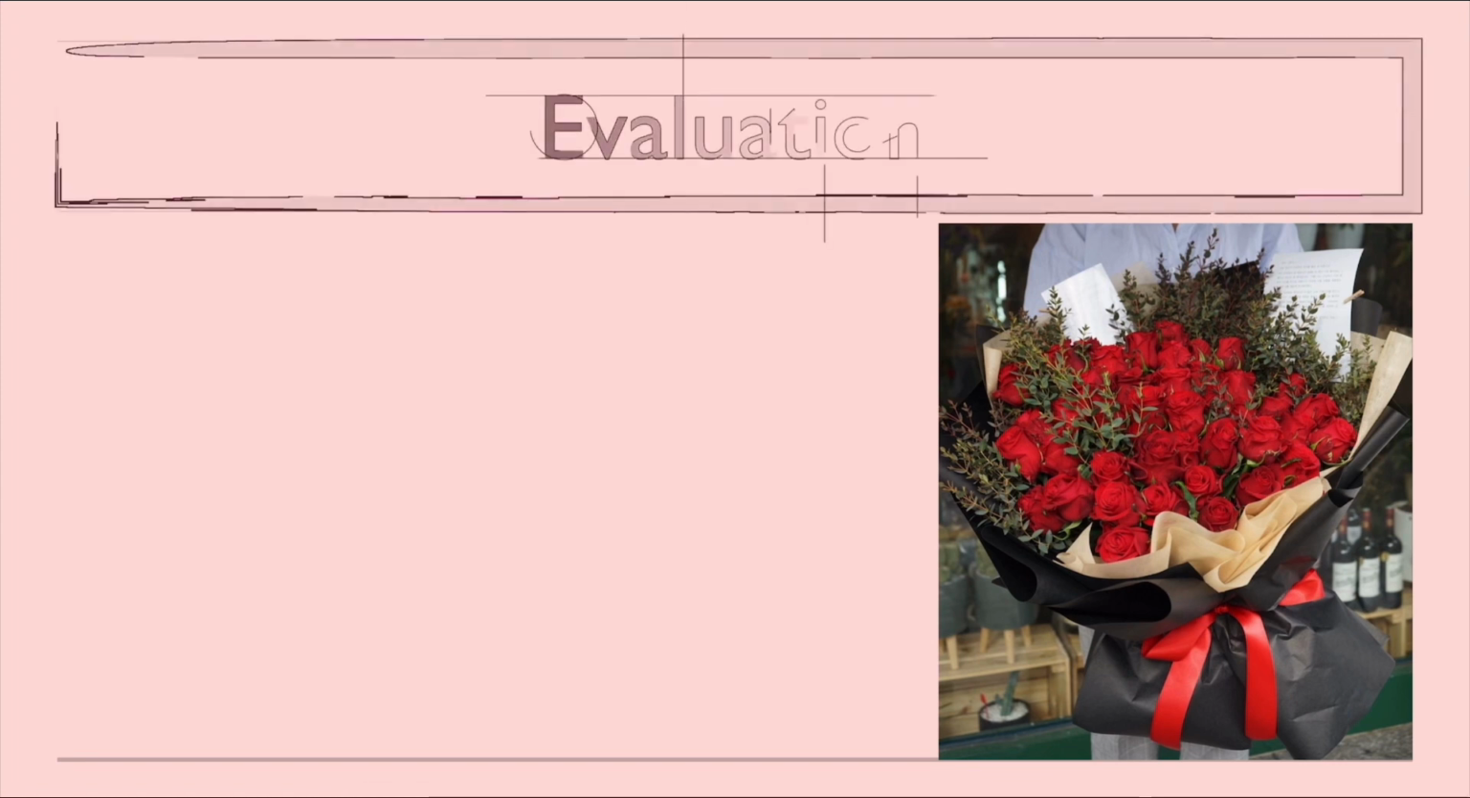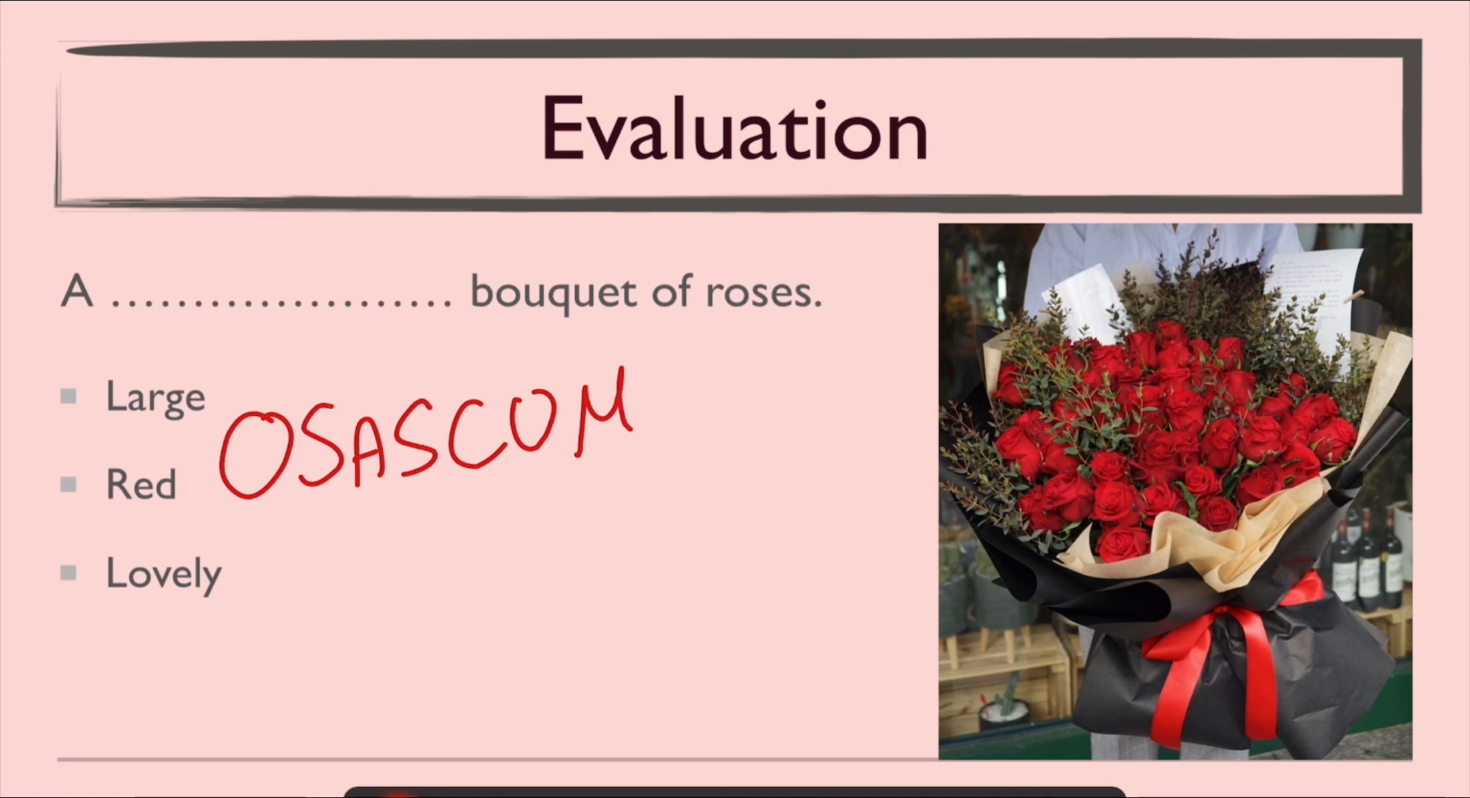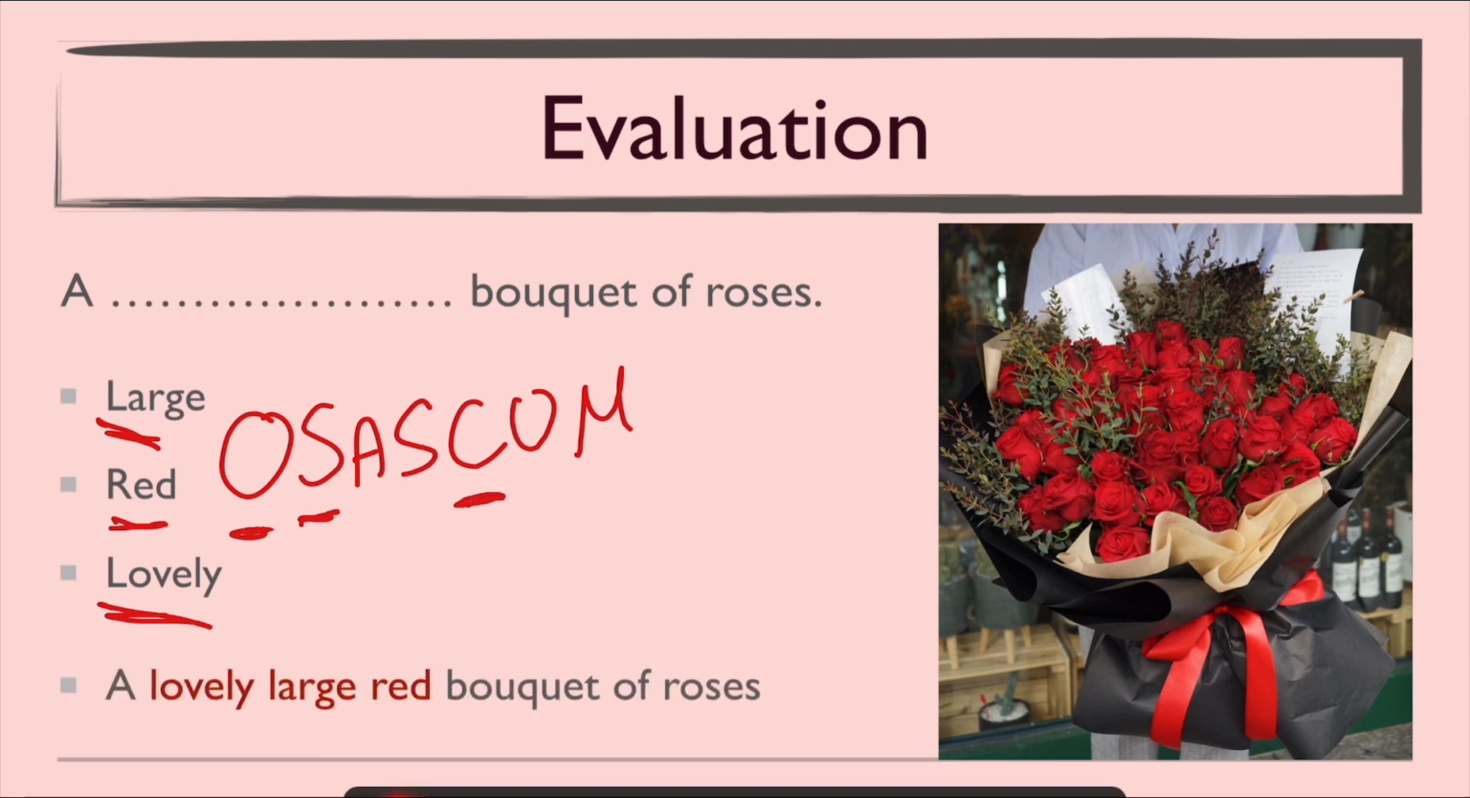Let's take an example. We have this bouquet of roses. If I was going to describe this bouquet of roses, for example, let's say that it's large and red and lovely. Let's put the OSAS-COM method in front of us. So if we were to put this in a sentence, we are going to say that lovely comes first because it's an opinion. After that, the size, which is large. And third of all, we're going to say red comes last because it's a color. So it's going to be a lovely large red bouquet of roses.